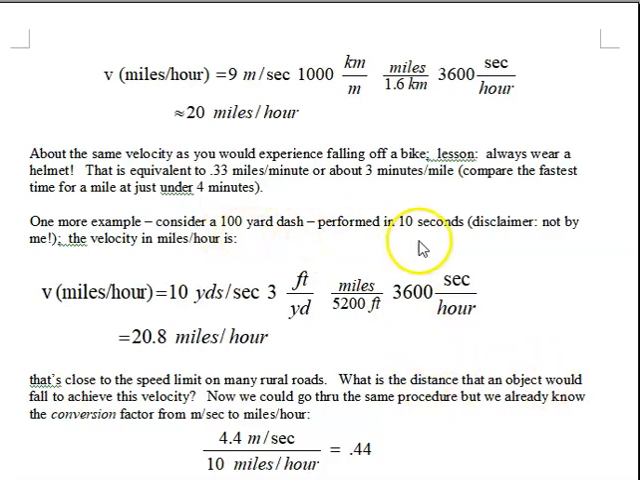Well, 10 yards per second, there are 3 feet per yard, there are 5,280 feet per mile. All that cancels out, giving miles on top. Again, 3,600 seconds per hour gives about 20 miles per hour. So if somebody could continue running a 100-yard dash in 10 seconds for a mile, he or she would be able to run a mile in less than 3 minutes.